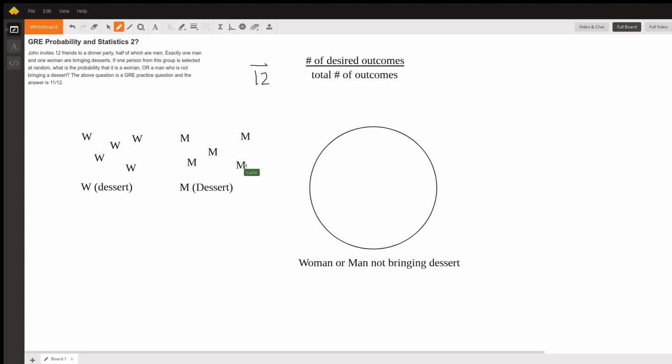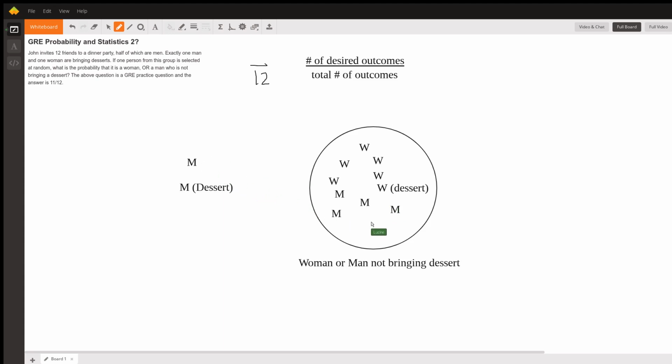So we have this person who's a woman, this person is a woman, this person is a woman, and so on. And again, we have this person who is also a woman and also happens to be bringing dessert, but the question didn't say anything about whether or not the women are bringing desserts. And then the second desired outcome would be a man who is not bringing dessert. So all of these men that don't have dessert with them are also part of the desired outcome.